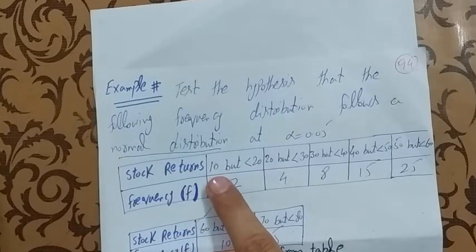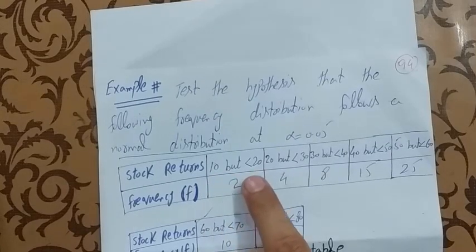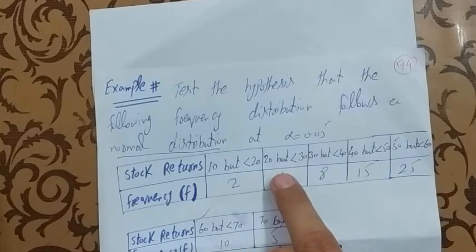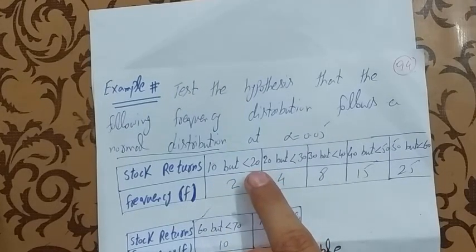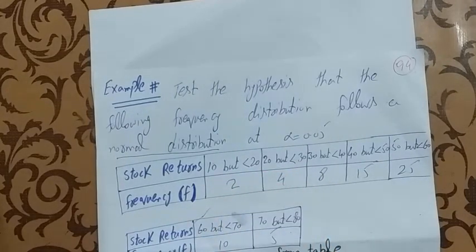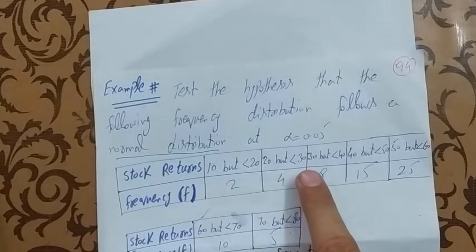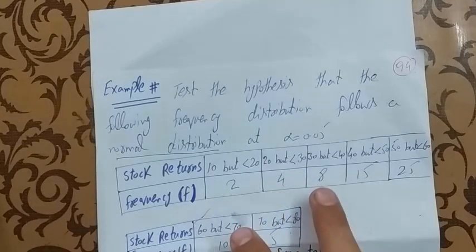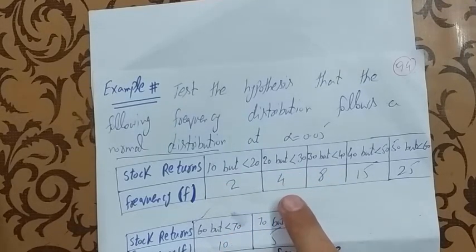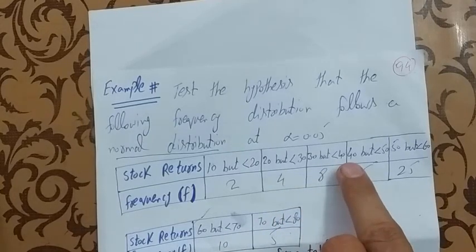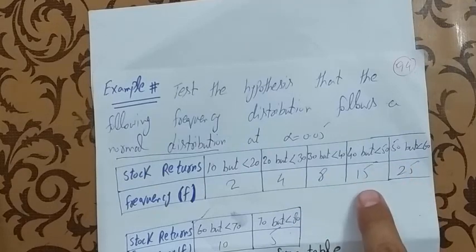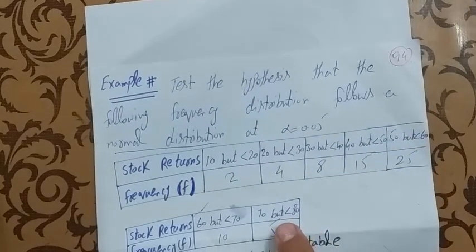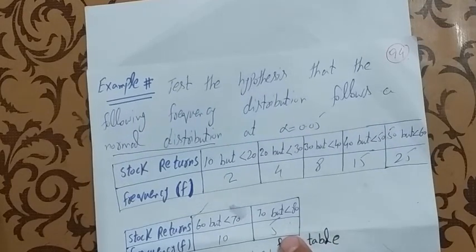Stock returns: 10 but less than 20, and 20 but less than 30. In the 10 to 20 interval, the frequency is 2. In the 20 to 30 interval, the frequency is 4. For 30 to 40, the frequency is 8. For the 40 to 50 interval, the frequency is 15, and so on, up to 70 but less than 80, which is 5.